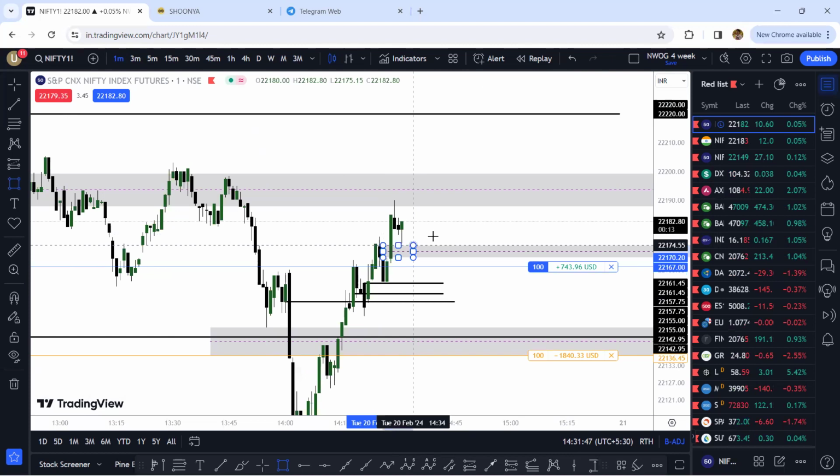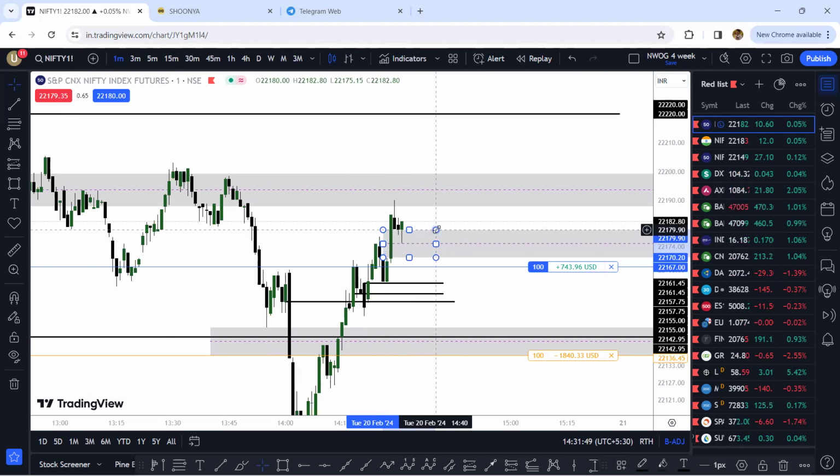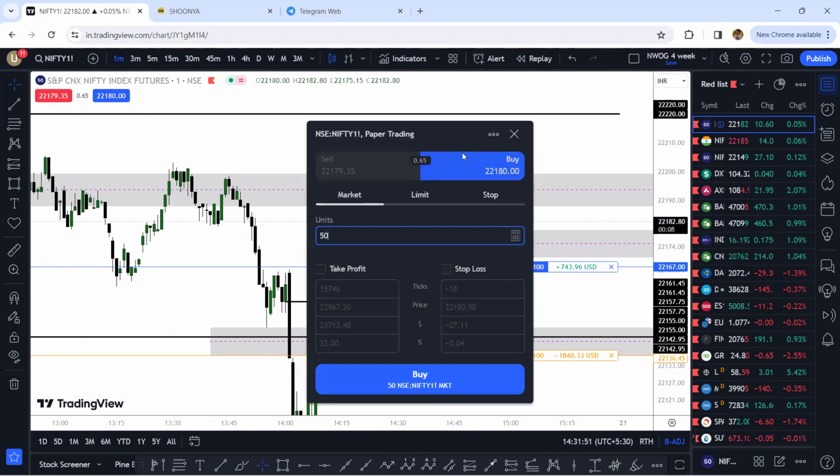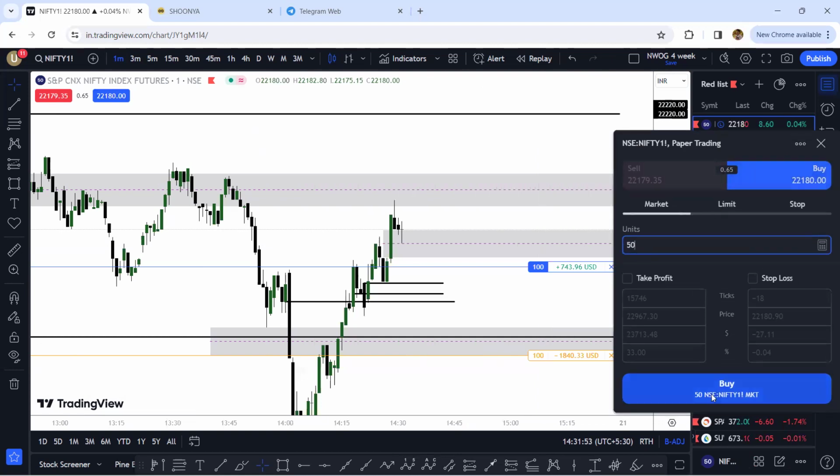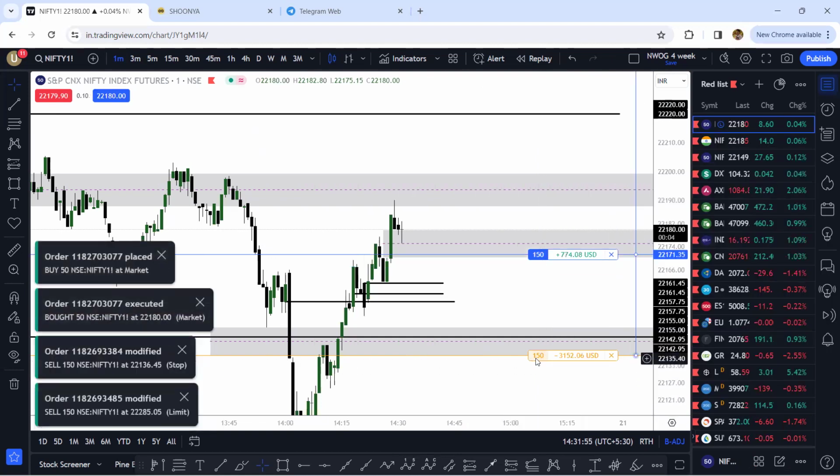The fair value gap right here. That's a good sign actually. So I'm going to add one more. And now this is the new week opening gap. I'm trailing my stop loss to new week opening gap high.